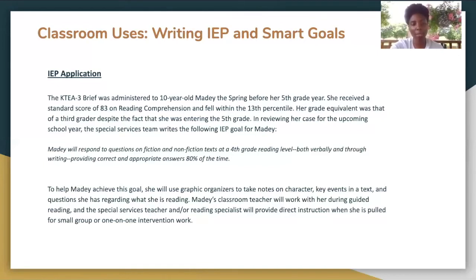These techniques can then be used both in the general education classroom, as well as if she's pulled out for groups with special services, or at home on homework, things like that. Go ahead to the next slide.